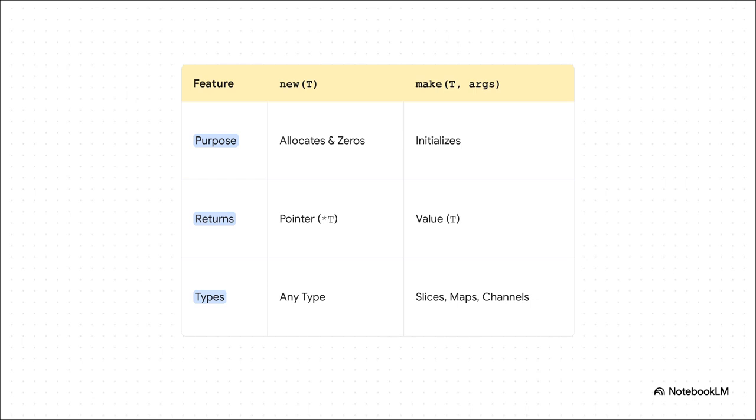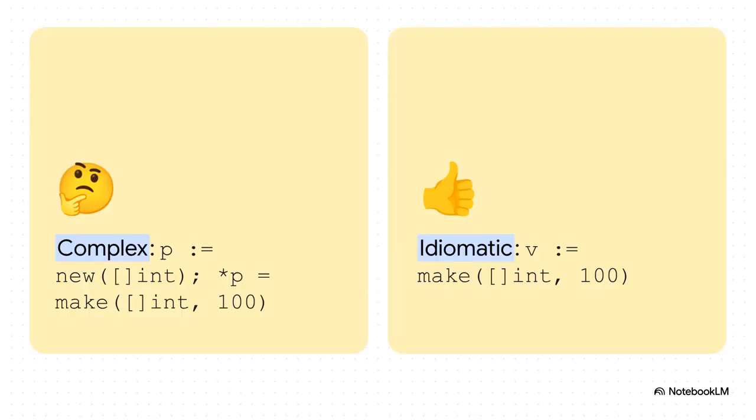Simple as that. And this code says it all. I mean, look at that first example. You could technically use new to get a pointer to a slice variable, then use make to initialize what that pointer points to. But why would you? It's just painful. The idiomatic Go on the right is so much cleaner, so much more direct. You just use make. End of story.